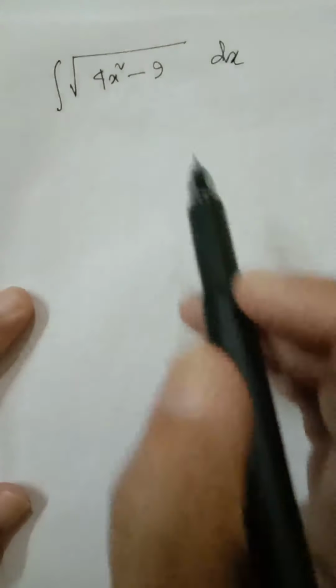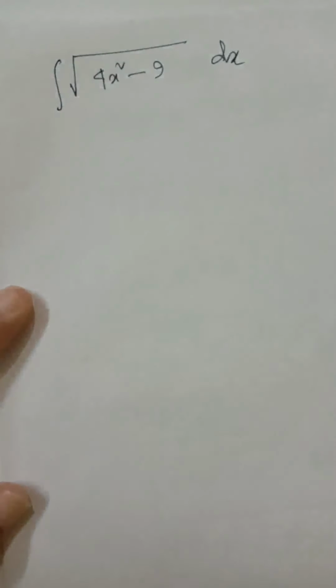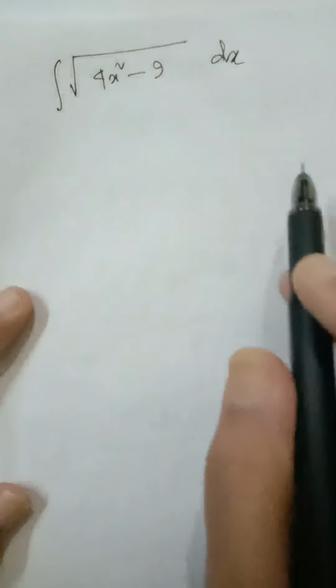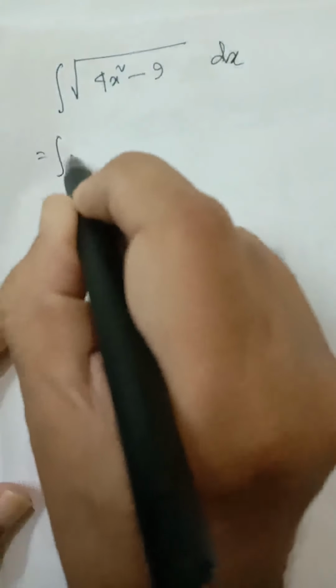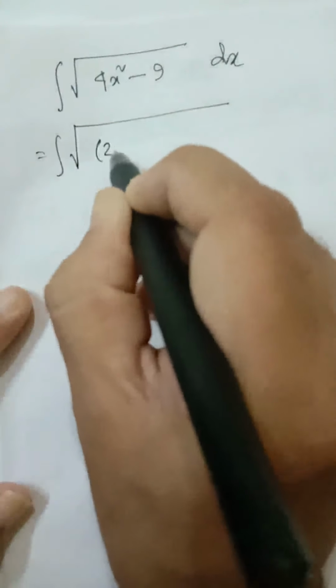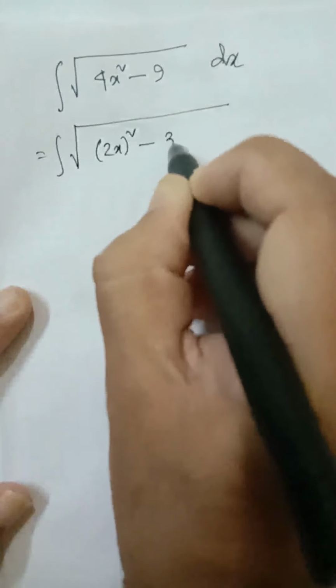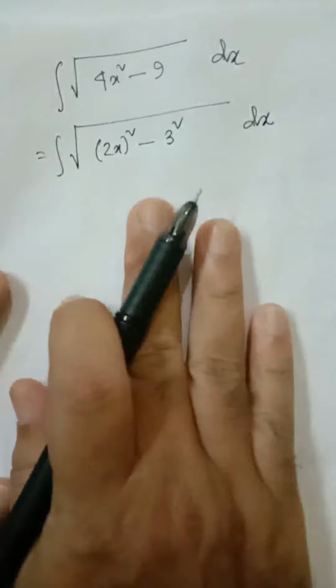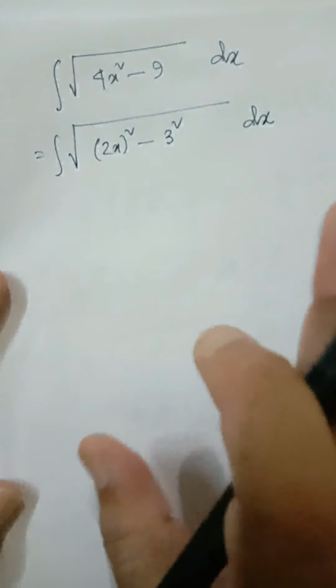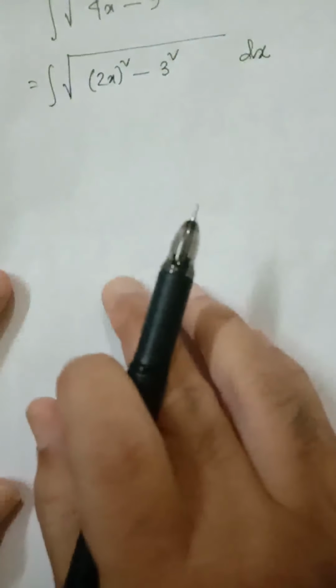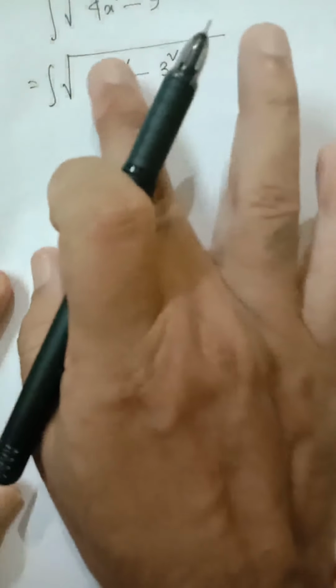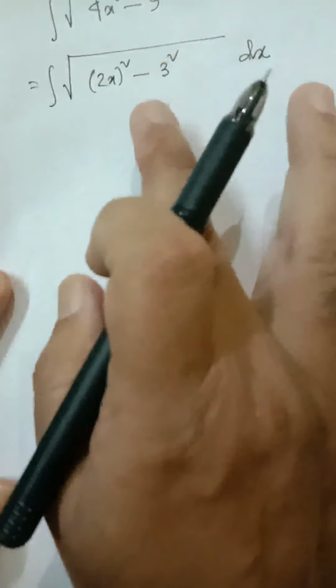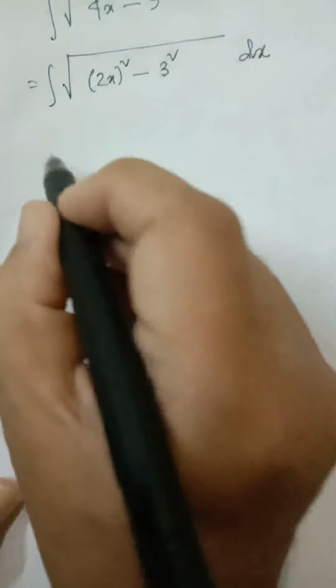Our next question is to integrate root over 4x square minus 9 dx. We can write this as root over 2x whole square minus 3 square dx. Now in this question, we will not substitute. We will do it directly. We will consider this as x square minus a square. This integral is of the form root over x square minus a square.